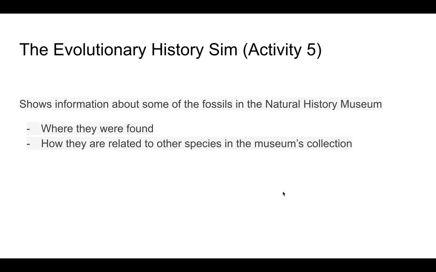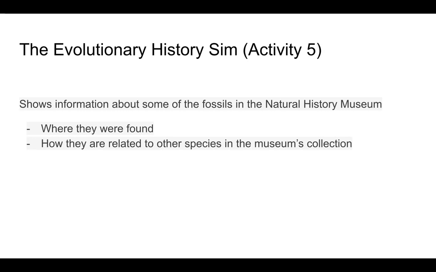Okay, there's a new sim in this unit, and it's called the Evolutionary History Sim. And for activity 5, you're going to be doing a little scavenger hunt using the sim. So I want to show you the sim and sort of the main things that it has to offer. The idea is that it's showing you information about some of the fossils in the Natural History Museum. So this is the museum where Dr. Sadiq brought her new fossil. We're going to be trying to figure out where this new fossil goes in the museum.